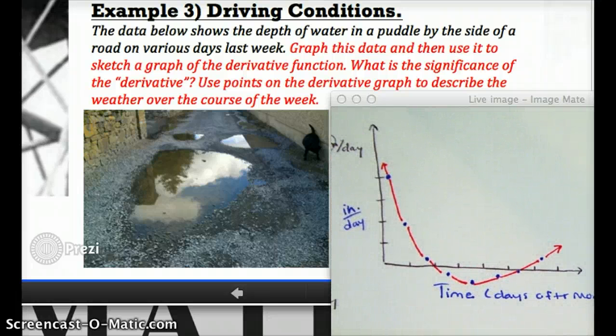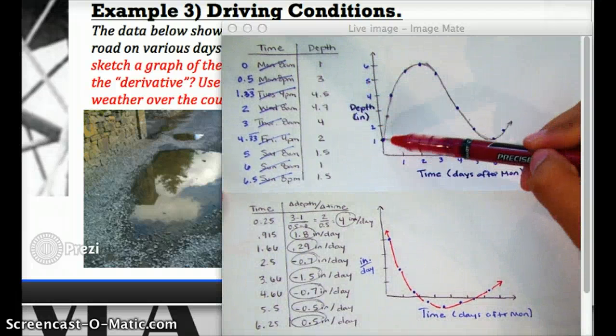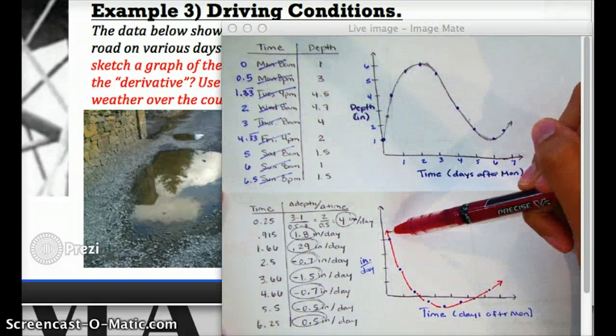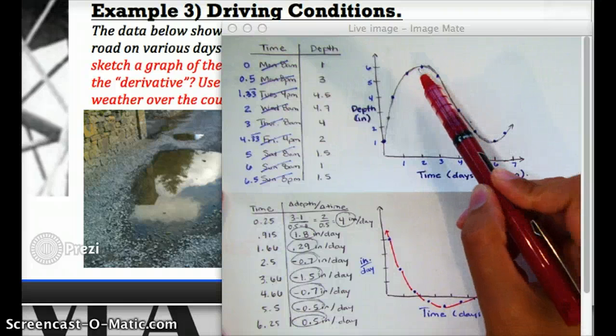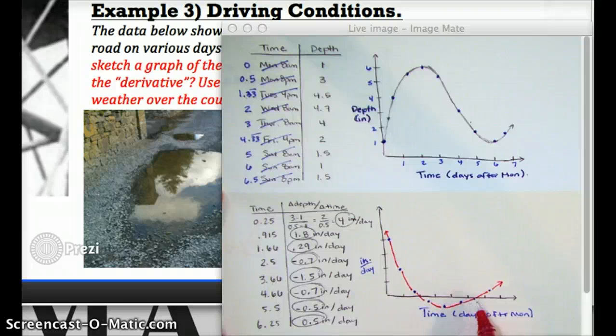And in fact, if we look at the bigger picture, and we look at the original function along with the derivative function, we'll start to see some familiar relationships. When the amount of water in the puddle is increasing, the derivative graph is a positive value. When the amount of water decreases, the derivative is a negative value, and then it increases again in the end.